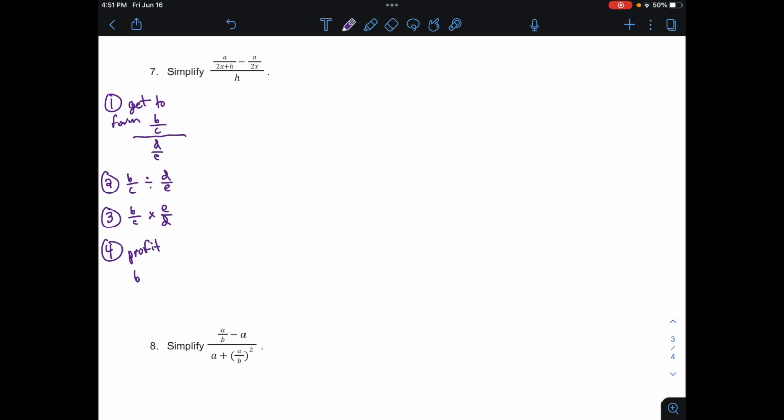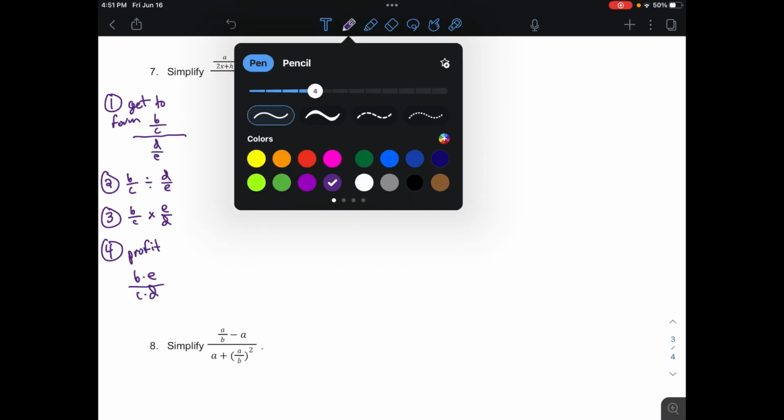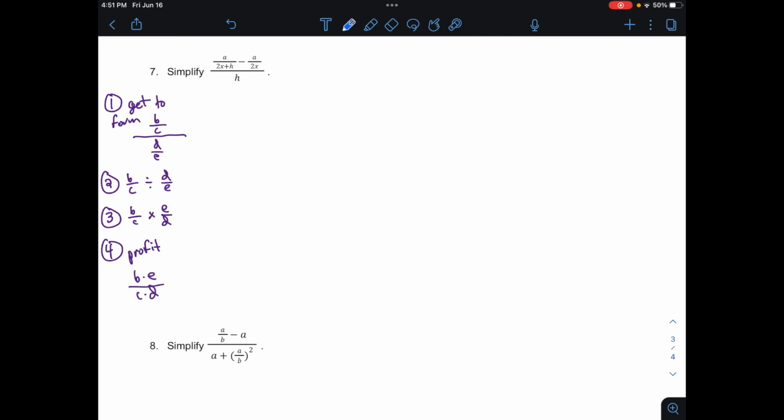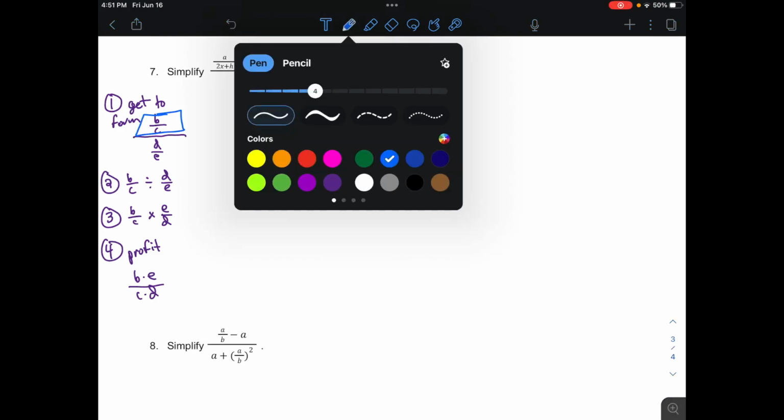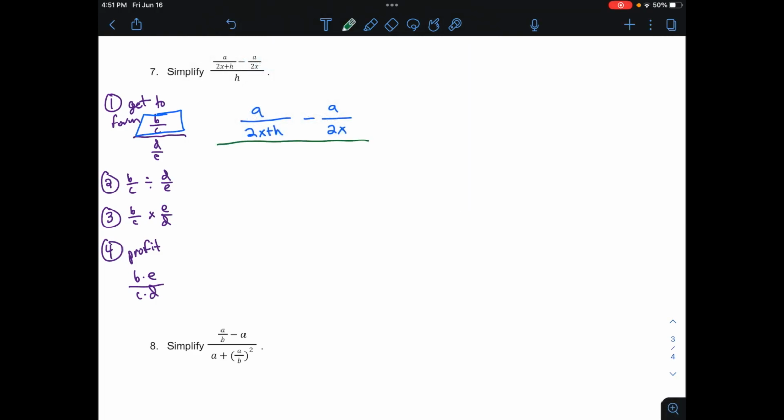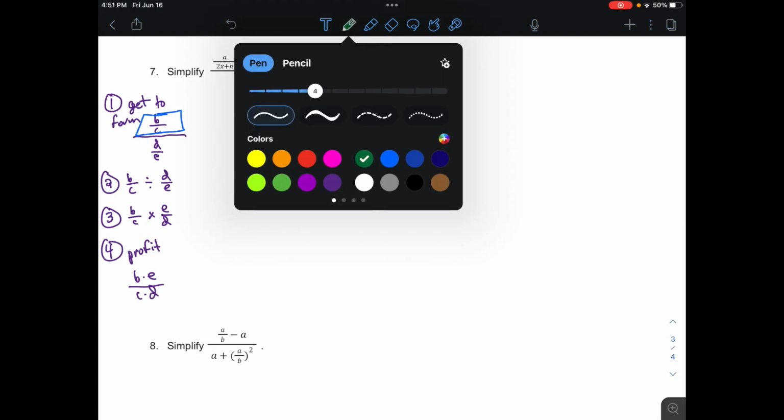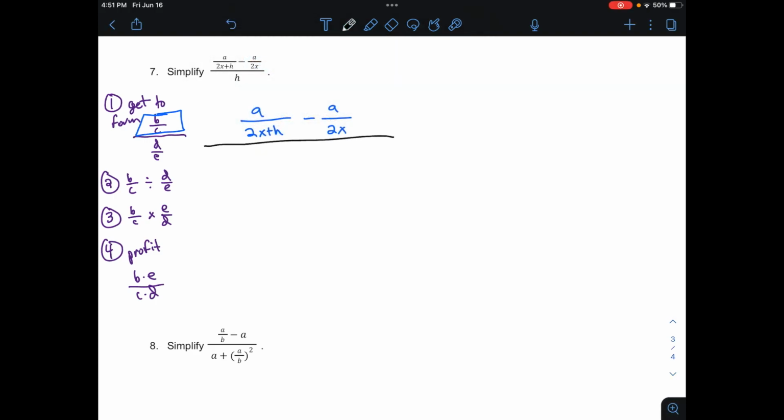Or realistically, we end up with b times e over c times d. So we're going to do exactly that. If we look at our first problem, we can see we have a over 2x plus h minus a over 2x. That's our top piece that we're trying to get to b over c. Then we also have all over, let's use a different color, all over d over e.